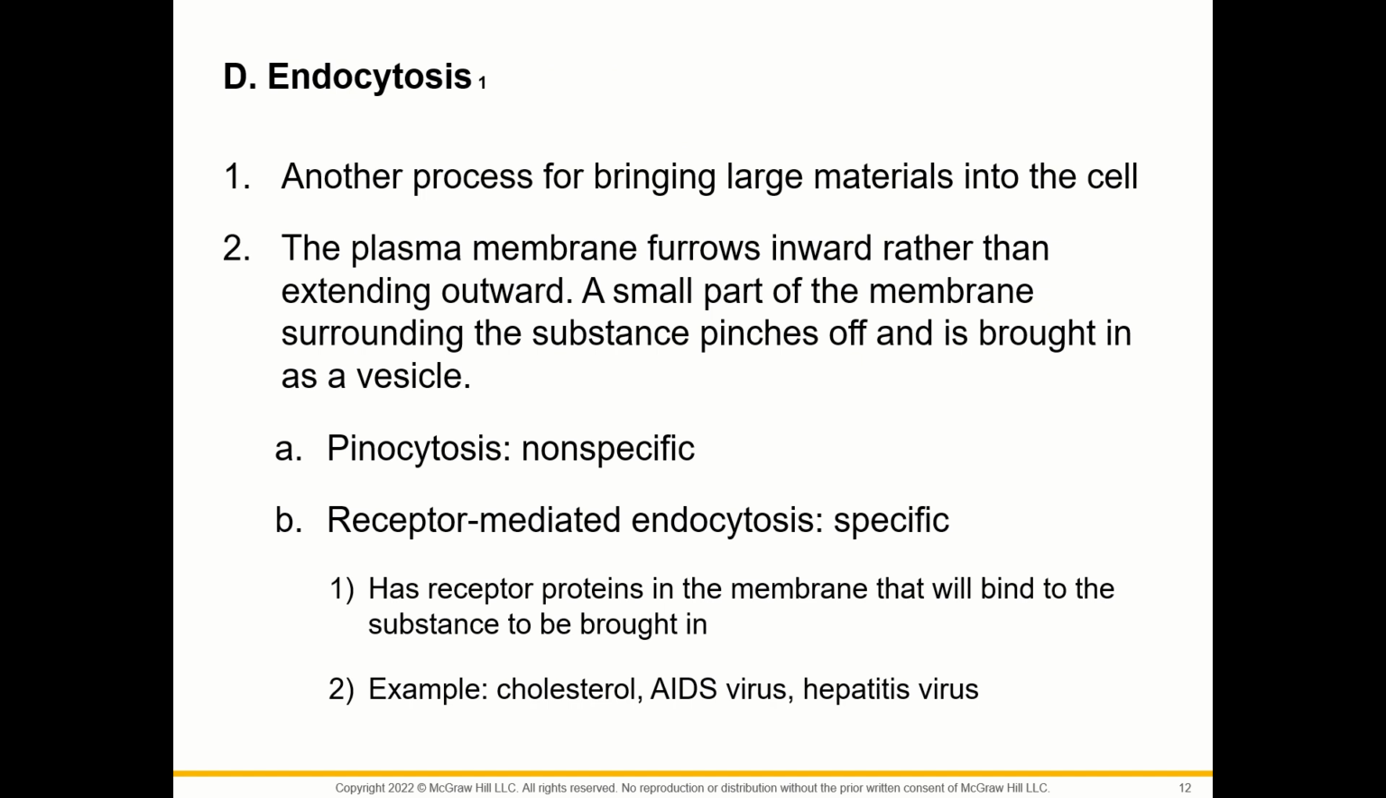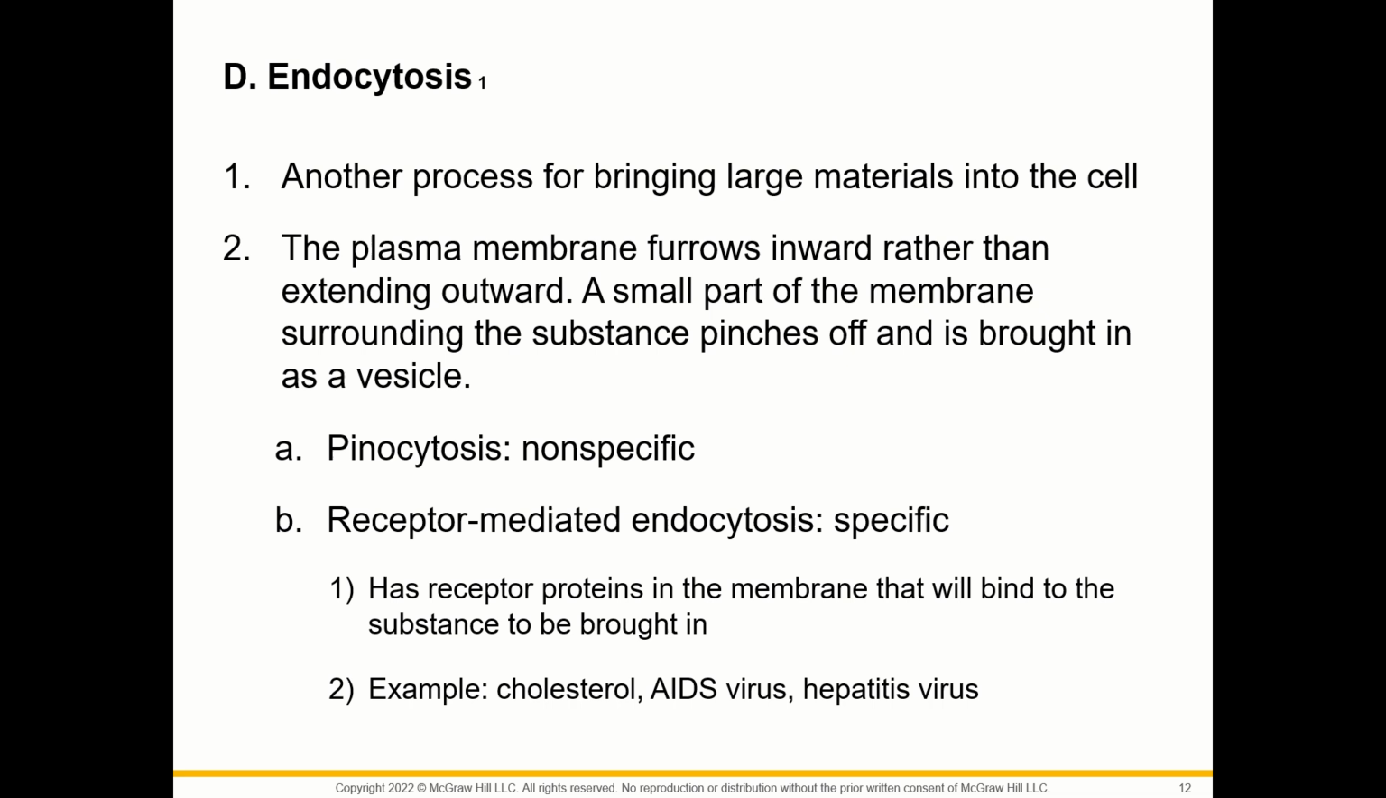All right. So then we have endocytosis. As mentioned, this is the other principal process for bringing large materials into the cell. Within endocytosis, the plasma membrane furrows inward rather than extending outward. That's a major difference. So it's not using pseudopods. It's invaginating inward. A small part of the membrane surrounding the substance pinches off and is brought in as a vesicle.